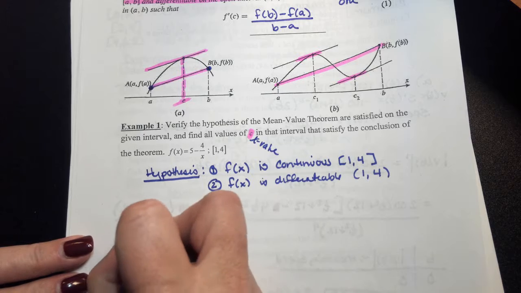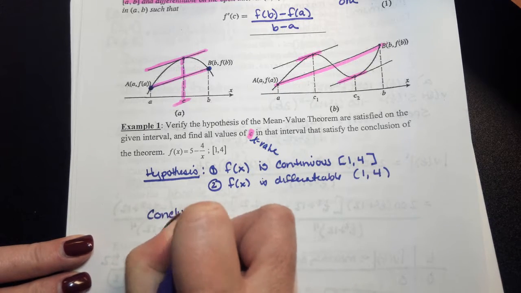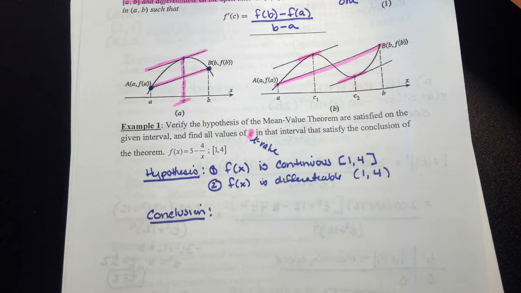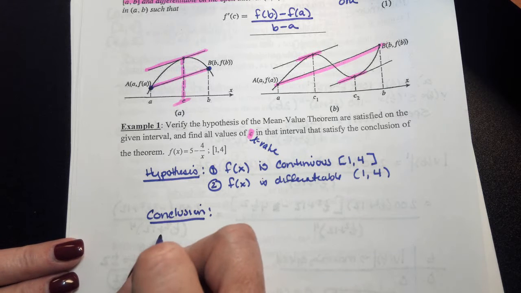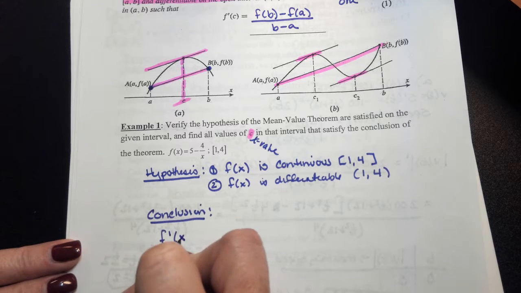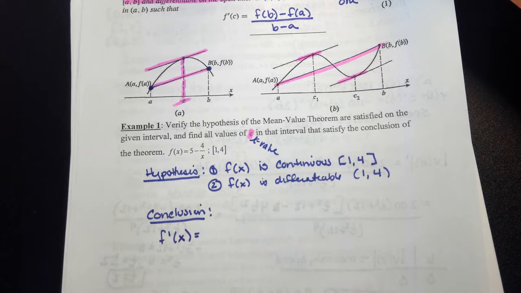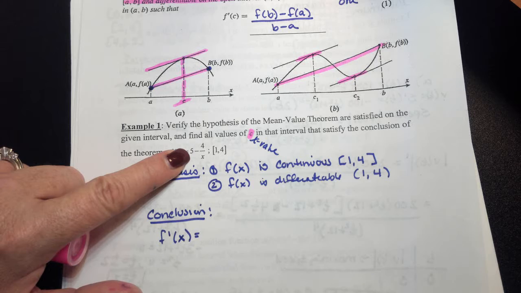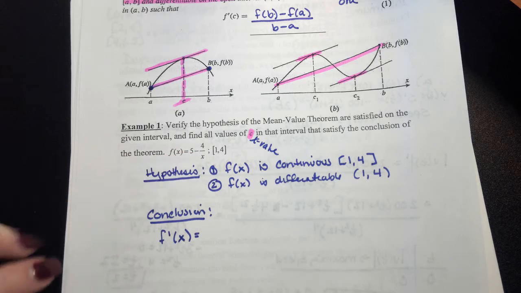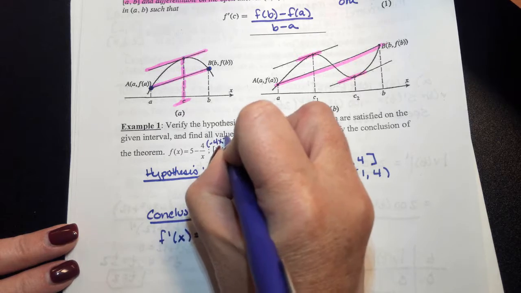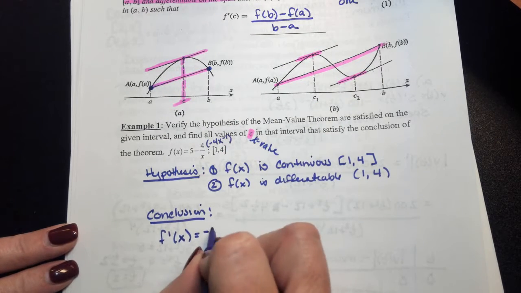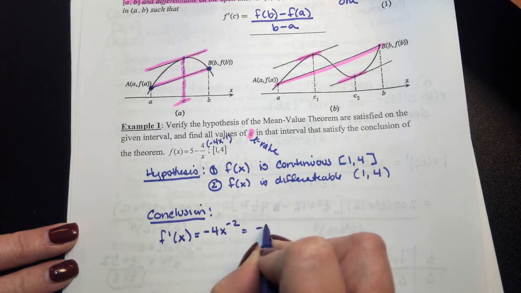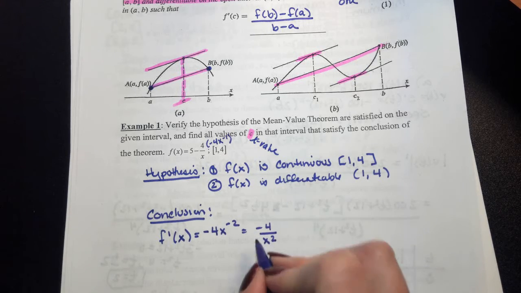So now let's talk about the conclusion. Remember, what we're trying to find is a particular x value, or some c value, where the slope of my secant line will be equal to the slope of my tangent line. So the first thing I'm going to want to do is figure out what my derivative is going to be, because in order to calculate the slope, I'm going to need the derivative. When I take the derivative of 5, that's going to give me 0. So what's the derivative of negative 4 over x? Remember, you can rewrite this as negative 4x to the negative first, and the derivative is 4x to the negative second, or 4 over x squared. It would be positive 4 over x squared.